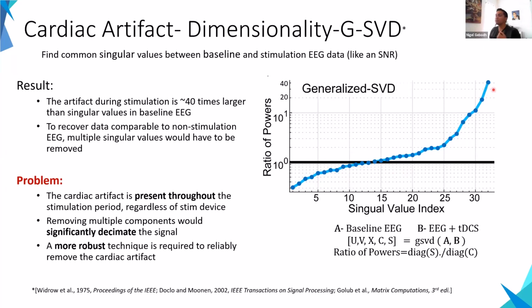What this also indicated was that you would have to remove multiple singular values in order to get data comparable to baseline EEG. And the problem with this is that the cardiac artifact is present throughout the stimulation period. So if you look at the whole stimulation period, you'll see all those little pulsatile rhythms. And if you remove multiple singular values, you're basically going to decimate your signal significantly, or you might not be left with anything. And this points to the fact that we need more robust techniques in order to deal with these artifacts and clean them up.